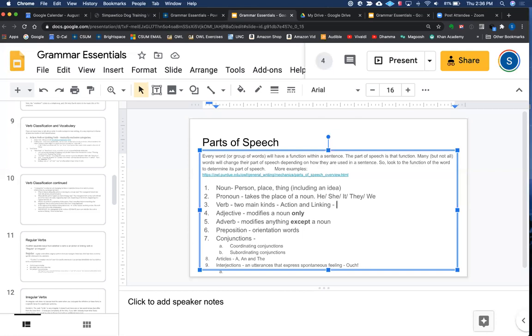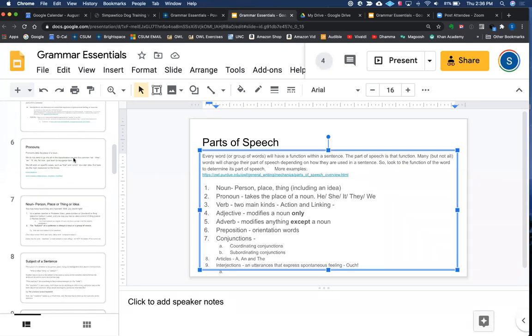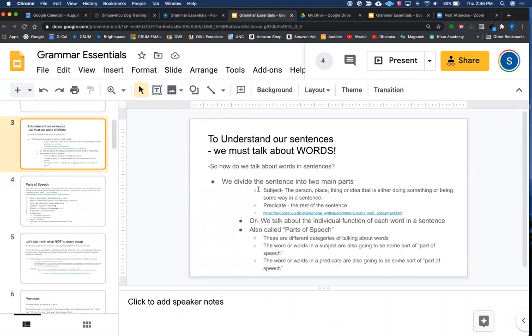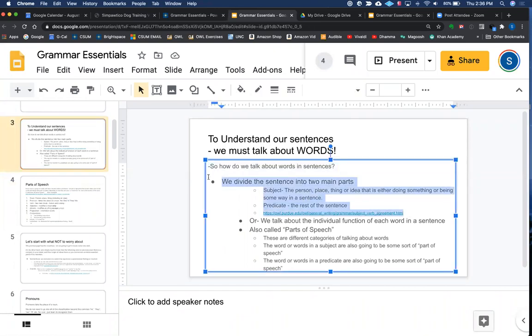So we're going to get a little bit more into what makes a complete idea in just a bit. But you can definitely count on a subject always being a noun. Remember, we go back here and we said, here it is, we must talk about words. There are two different classification systems that we're talking about here. We have the subject and then the predicate. And I'll give you a little hint: the predicate always has a verb in it.